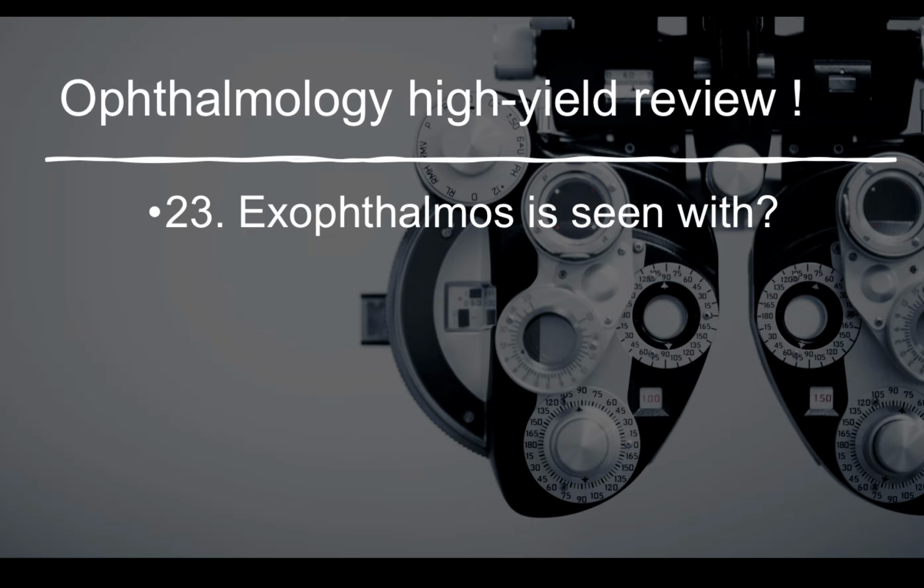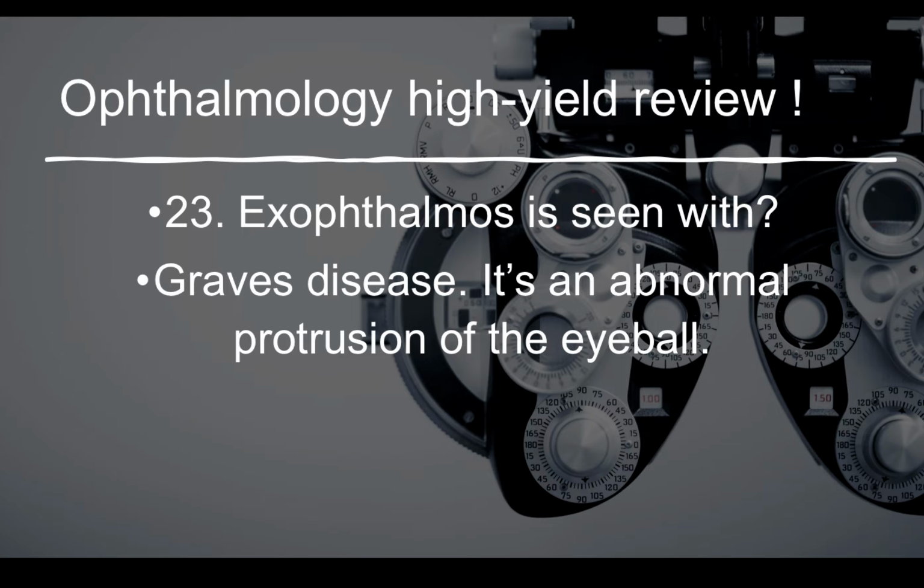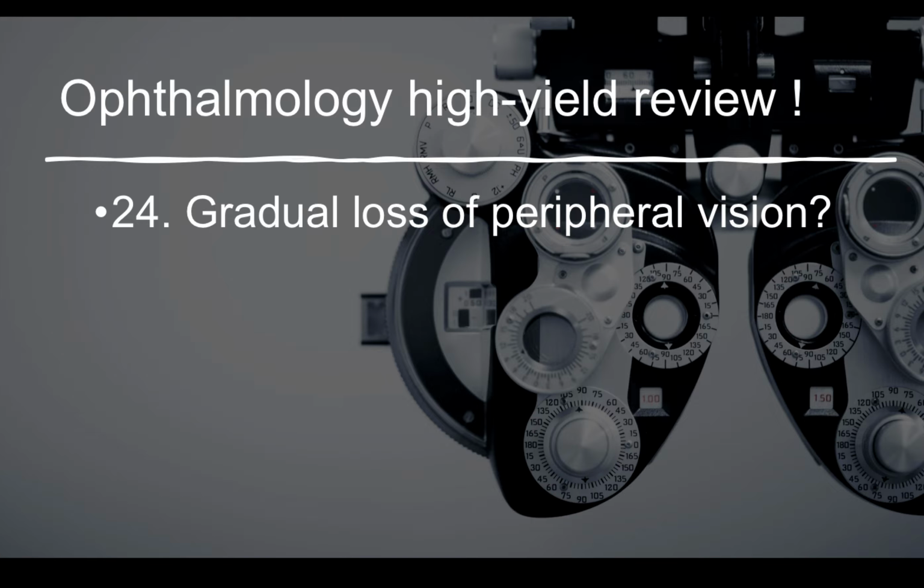Exophthalmos is seen with Graves' disease. This is when the eyes are bulging out. It's abnormal protrusion of the eyeball. Exophthalmos, Graves' disease. Gradual loss of peripheral vision should make you think of open angle glaucoma. So remember again, glaucoma is associated with peripheral vision loss, and it's usually open angle glaucoma with a gradual loss.